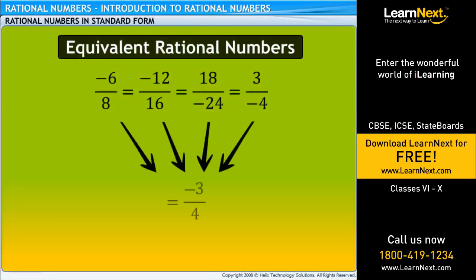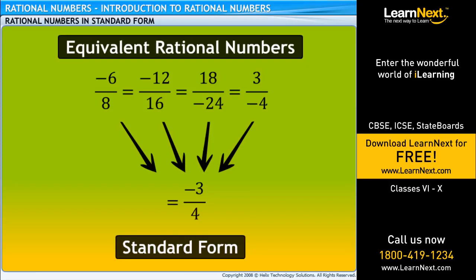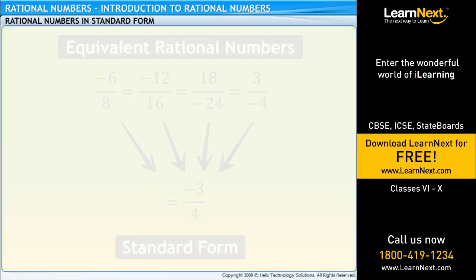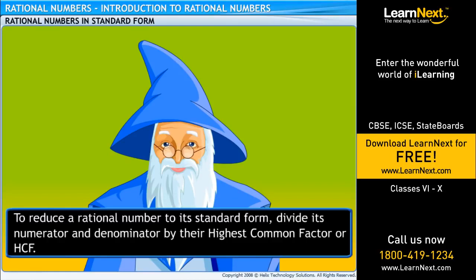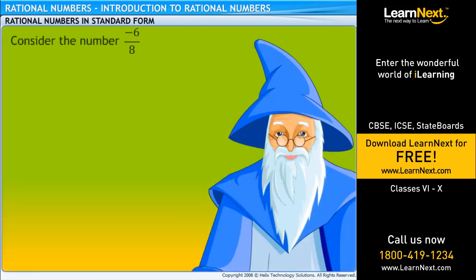By saying that -3 divided by 4 is the standard form for all these equivalent rational numbers, we mean that all these numbers can be reduced to -3 divided by 4. Let's see how. To reduce a rational number to its standard form, we divide its numerator and denominator by their highest common factor, or HCF for short. Consider the number minus 6 divided by 8.